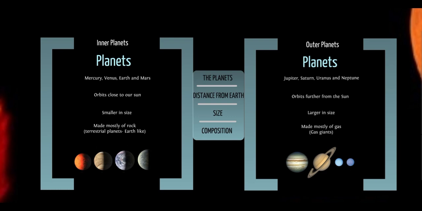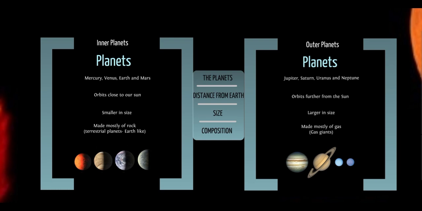For inner and outer planets, we compare the distance from Earth, size, and composition. The inner planets are Mercury, Venus, Earth, and Mars, while the outer planets are Jupiter, Saturn, Uranus, and Neptune. The inner planets orbit close to our Sun, while the outer planets orbit further from the Sun. In size, inner planets are smaller, while outer planets are larger.